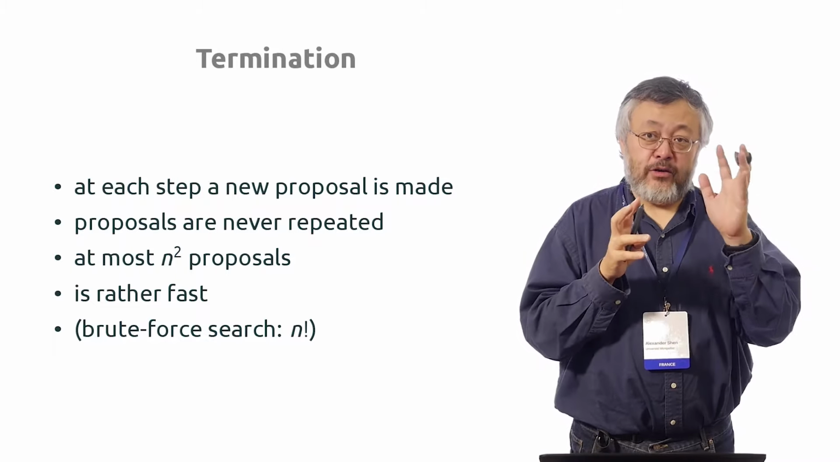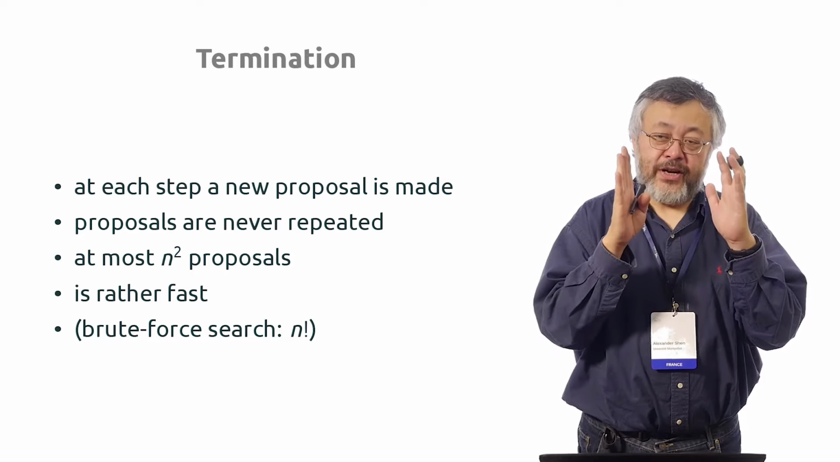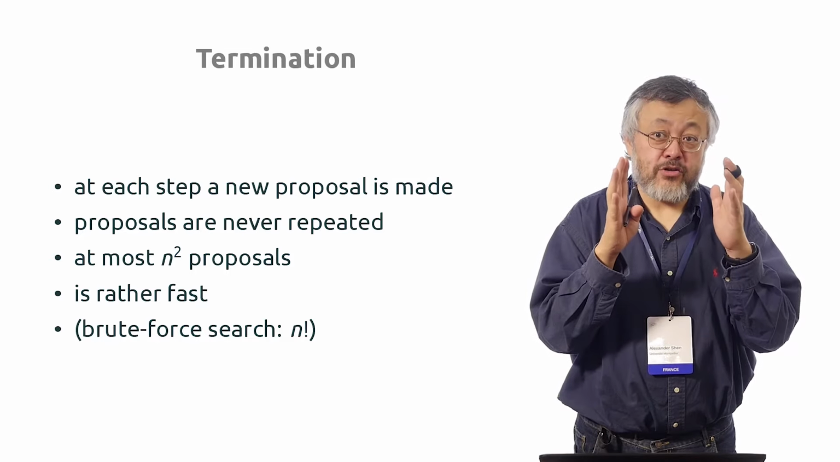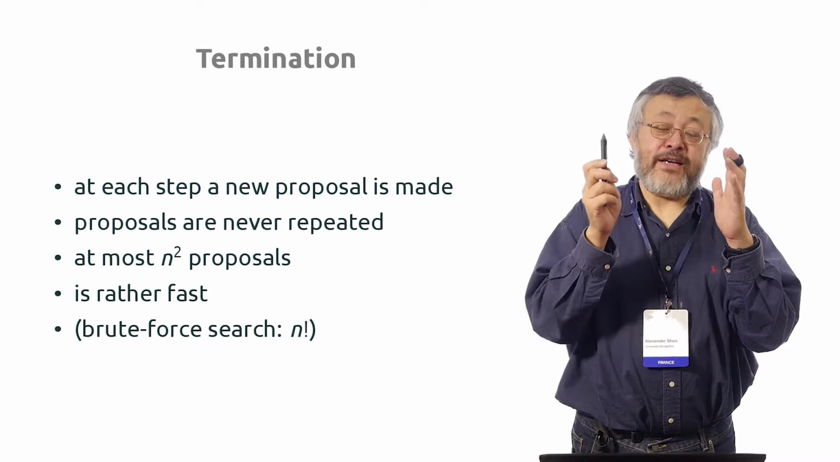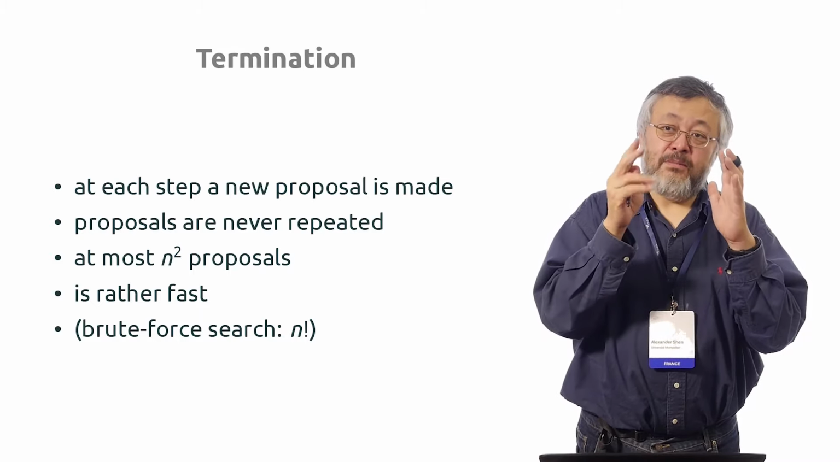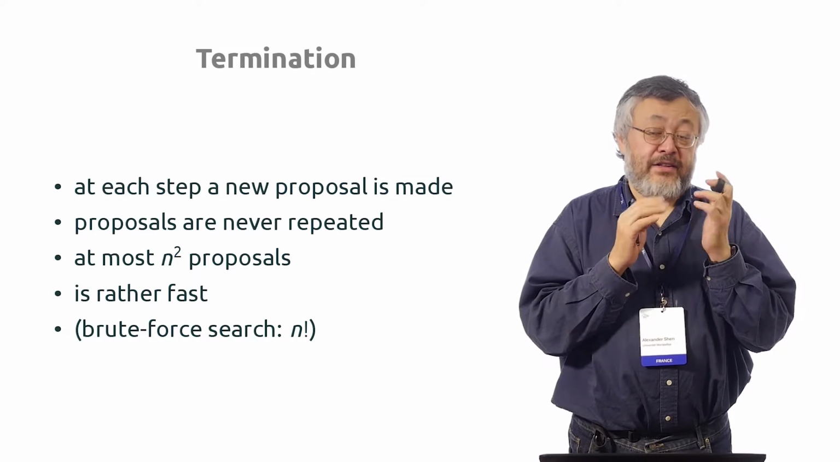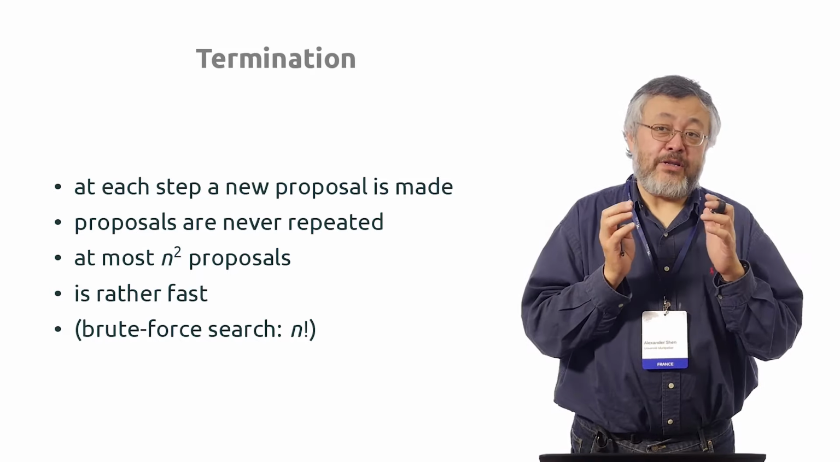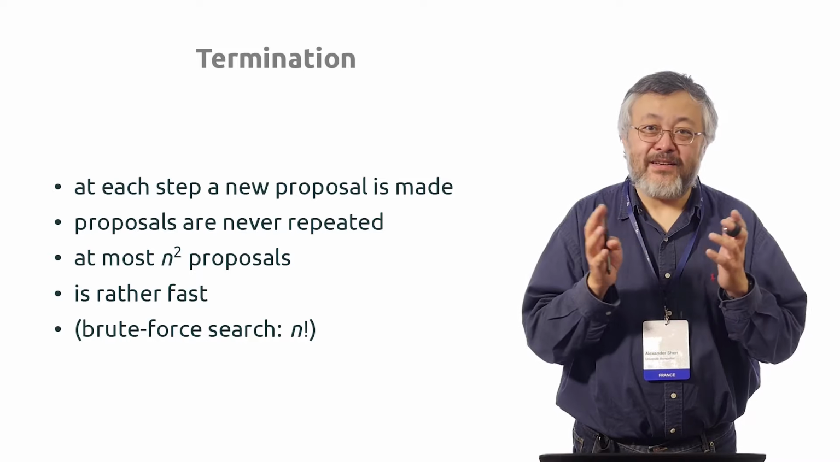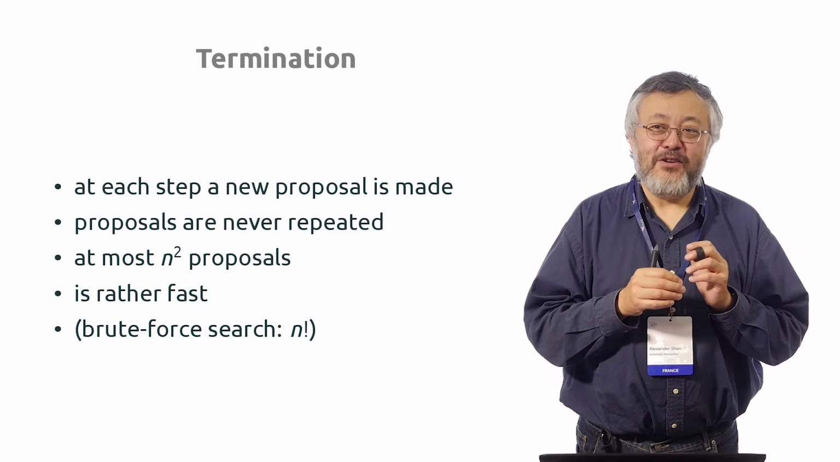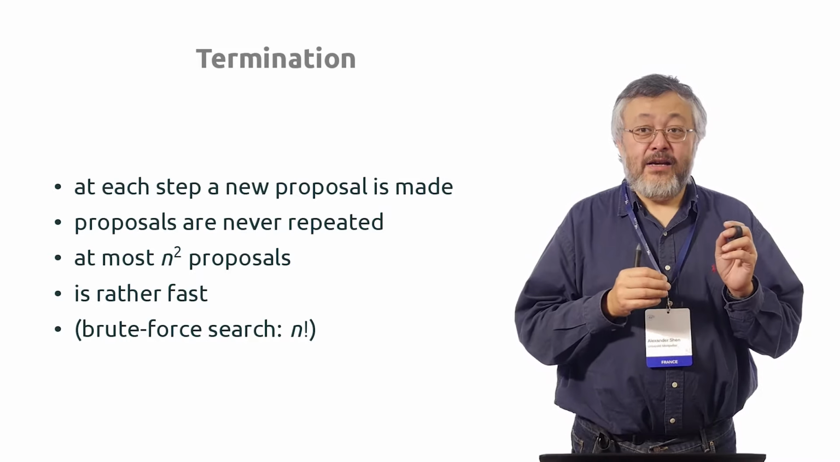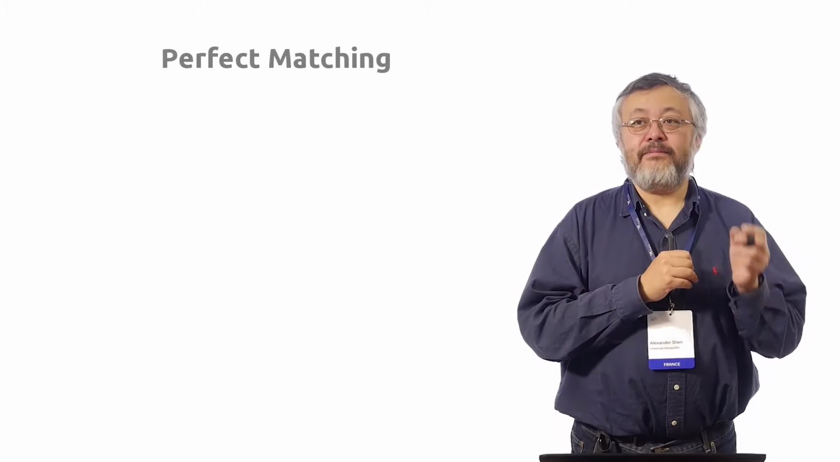And this is rather fast, especially if we compare this with the total number of all possible matchings. If we have n objects on the left and n objects on the right, you know from a combinatorics course that there are n factorial possible one-to-one correspondences between them. And this is much bigger, of course. So n squared is quite practical, but n factorial is infinity for practical reasons. So termination is easy.